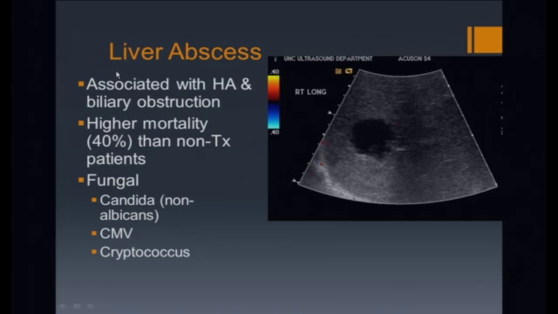Liver abscesses are associated with hepatic artery obstruction and biliary obstruction. They have a very high mortality, greater than 40%, higher than in non-transplant patients. Liver transplant patients are all immune suppressed. Abscesses are often caused by unusual organisms like fungi, candida, non-albicans candida, cytomegalovirus or cryptococcus. And they appear as cystic areas within the liver.